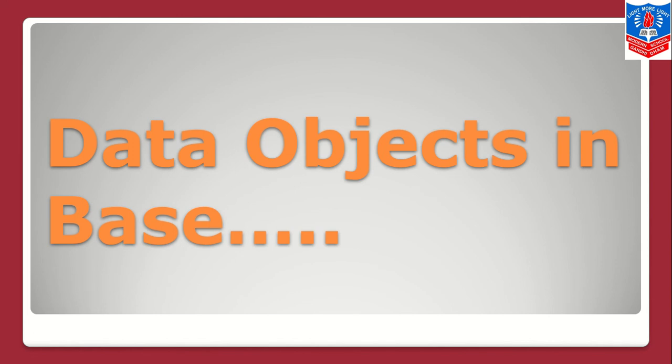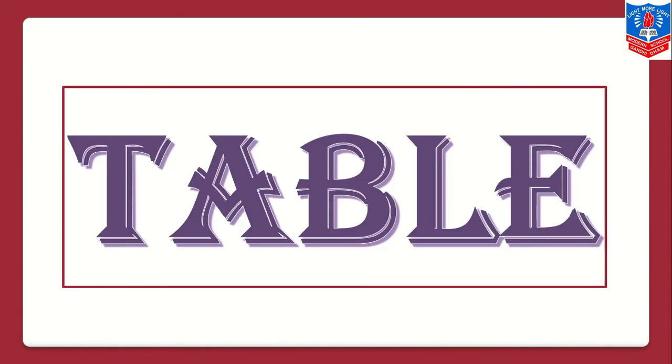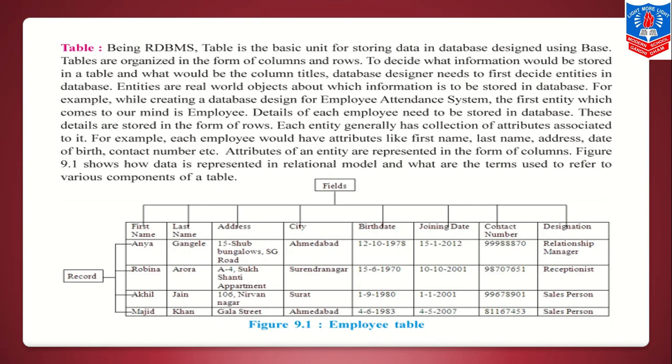Data objects in Base. Let's see, children. The first and most important object, or we can say the important entity or core part of the database, is called a table. If there is no table, we are not able to work on the database. Without a table, we can neither work on queries, nor on forms, nor on the different modules of the database. Okay, children? Let's see the table.